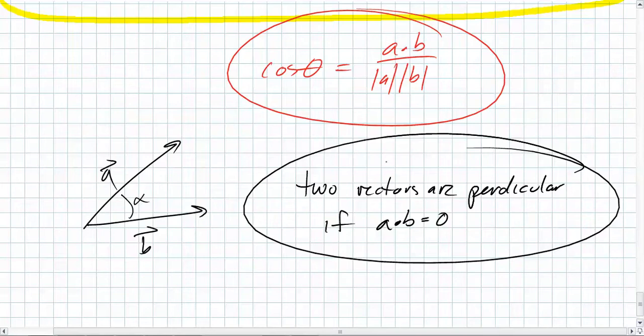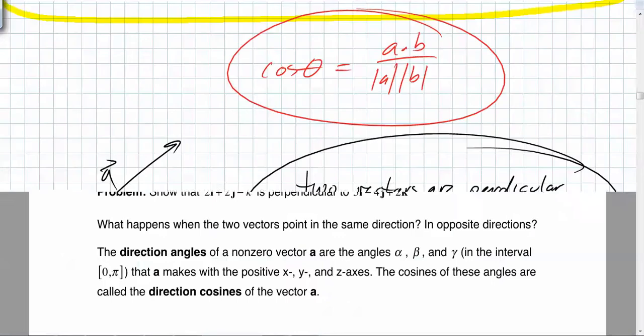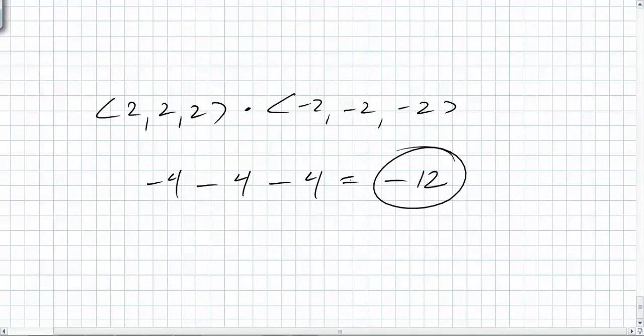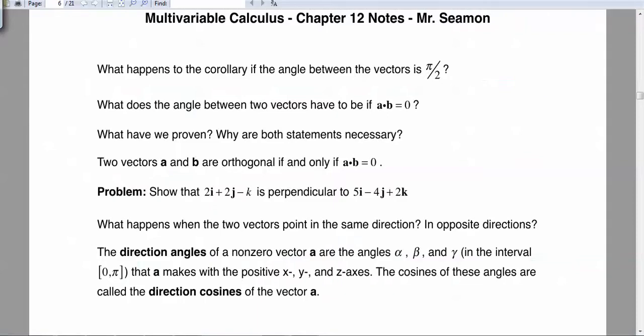What's cosine of 0? 1. Well, hold on. What happens if you took 2, 2, 2 and dotted it with negative 2, negative 2, negative 2? You end up with negative 12. So those vectors are going in the exact opposite direction. What happens if they're going in the same direction?